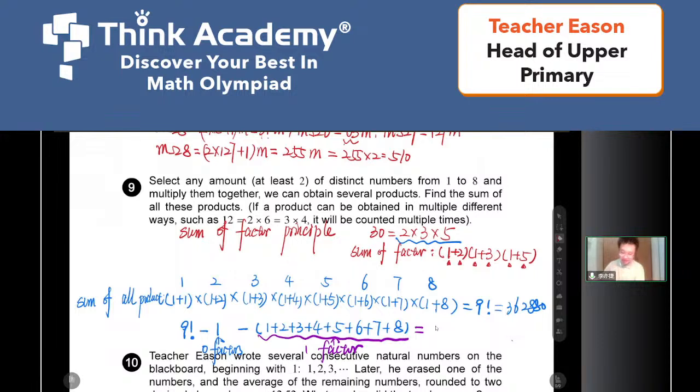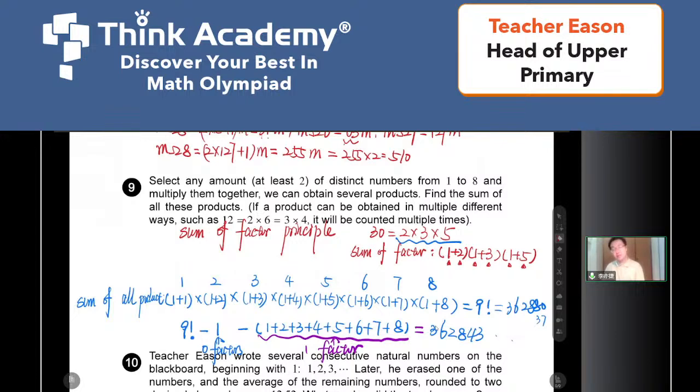6362880, right? And then we minus 1, so this is 36 or 37. So the answer is 362843. This is not easy. So this question is not easy. So anyway, you can use the finding the pattern logic.